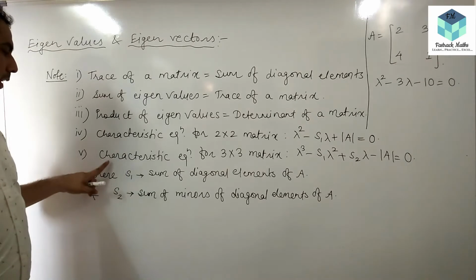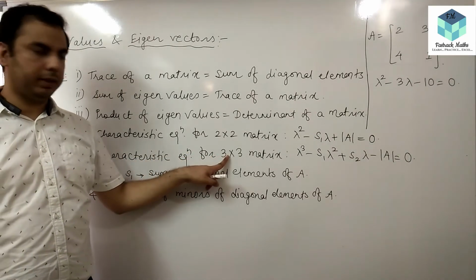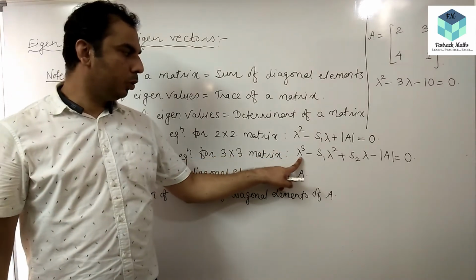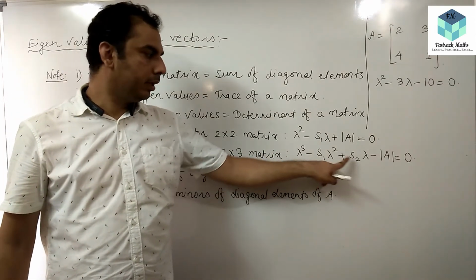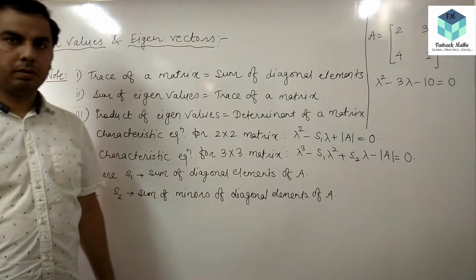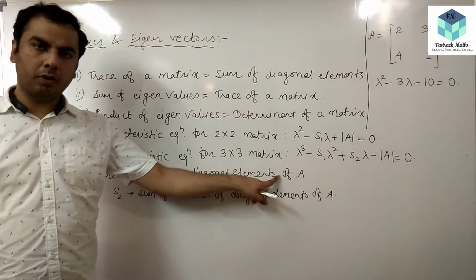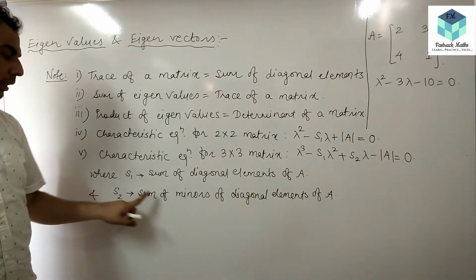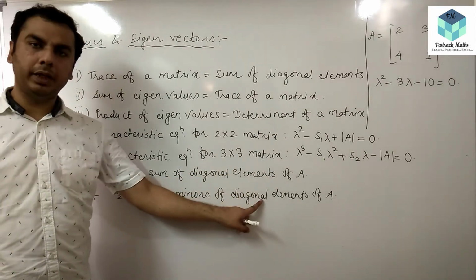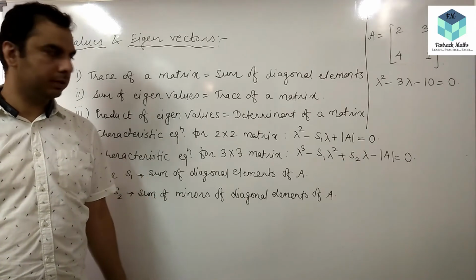Similarly, we have a result for finding the characteristic equation of a 3 by 3 matrix. It is given by lambda cube minus S1 lambda square plus S2 lambda minus determinant of A is equal to 0, where S1 is the same, the sum of diagonal elements of A, and S2 is the sum of minors of diagonal elements of A. This we will see while solving the examples.